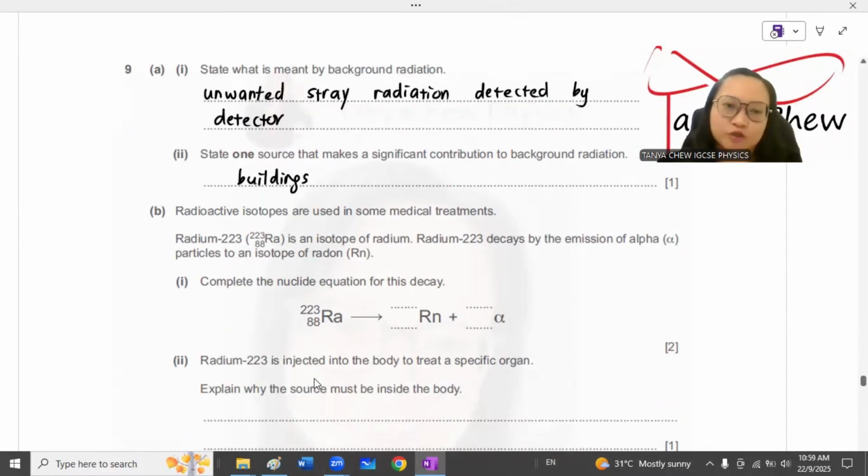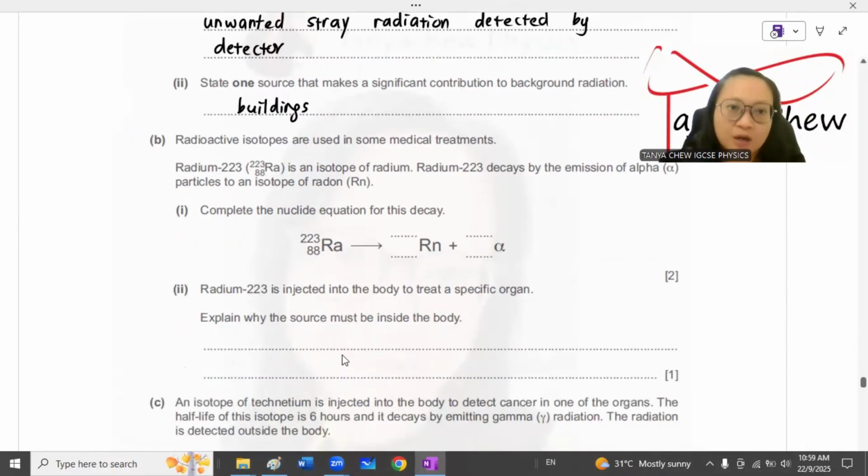B, radioactive isotopes are used in some medical treatment. Radium-223 is an isotope of radium. Radium-223 decays by the emission of alpha particles to an isotope of radon. The first part, complete the nuclide notation equation for this decay.